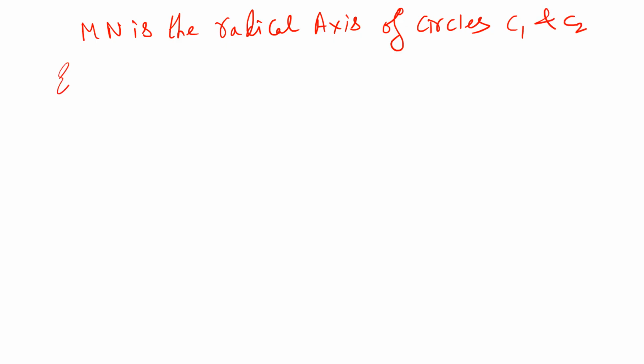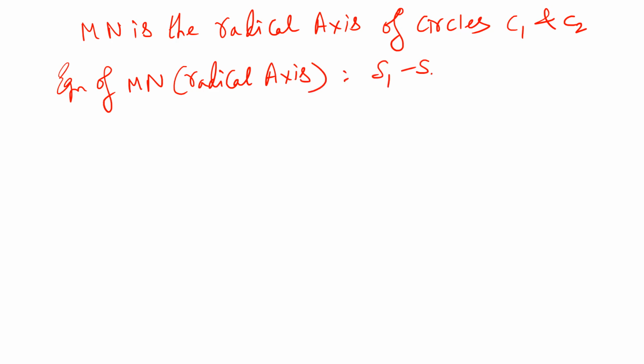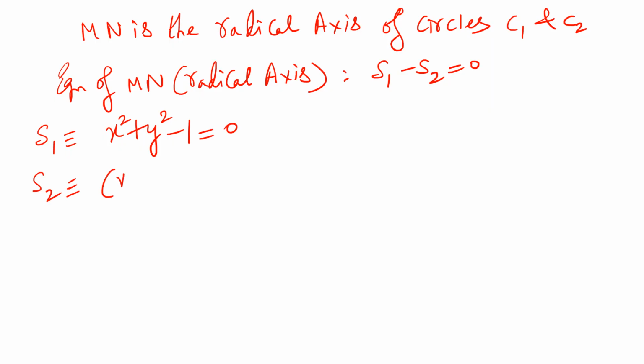And we know that the equation of the radical axis is given by S1 minus S2 equal to 0. Where S1 equal to 0 is the equation of one circle and S2 equal to 0 is the equation of another circle. And here S1 is x square plus y square minus 1 equal to 0 and S2 refers to (x minus 4) whole square plus (y minus 1) whole square minus r square equal to 0.